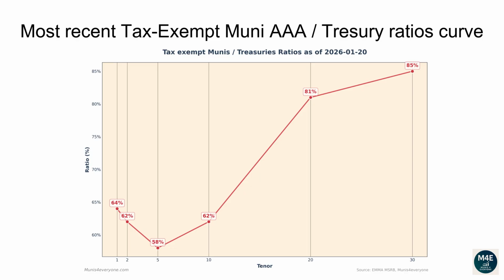The current one-year ratio is 64%. The 2 years ratio is 62%. The 5 years ratio is 58%. The 10 years ratio is 62%. The 20 years ratio is 81%. The 30 years ratio is 85%.